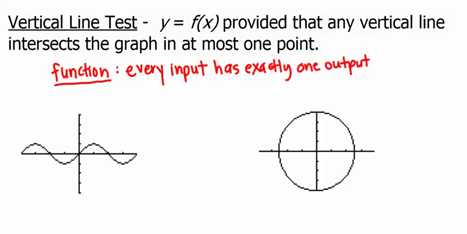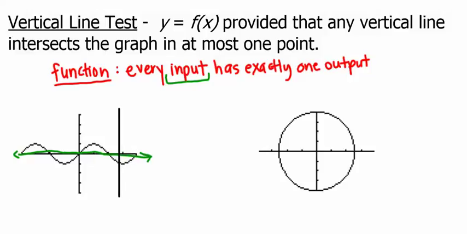Which means when I put a value in for my function, which are members of the domain, I'm only going to get one output. I can use the vertical line test to test to make sure that I only have one output for every member of the domain. So we look at this sinusoidal curve, which you know from Algebra 2 and also from our parent functions.